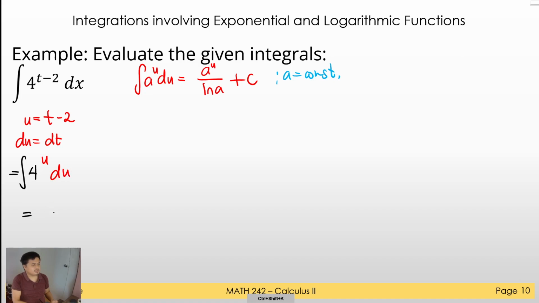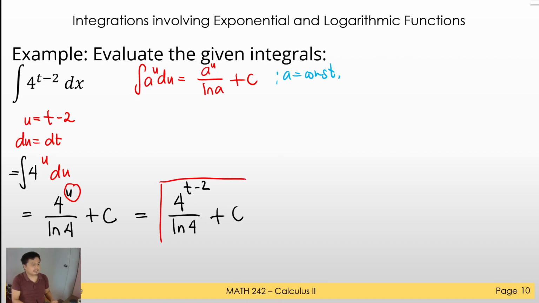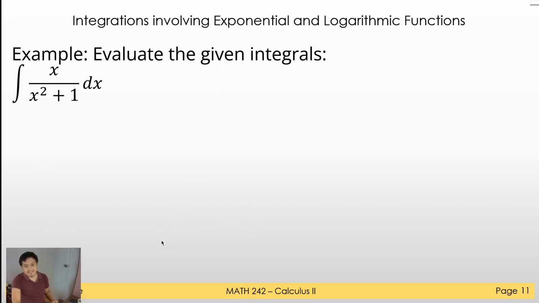So this will now be equal to a raised to u over ln a. So we have 4 raised to u over ln a. So a is 4, so ln 4, and then plus c. Therefore, changing this u again, we have 4 raised to t minus 2 over ln 4 plus c. That's it. It's that simple.